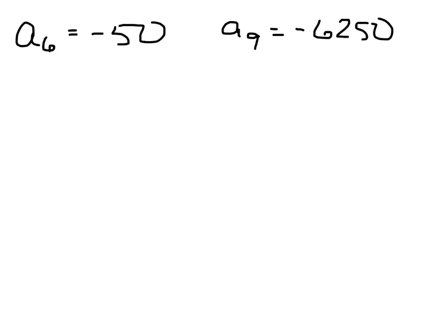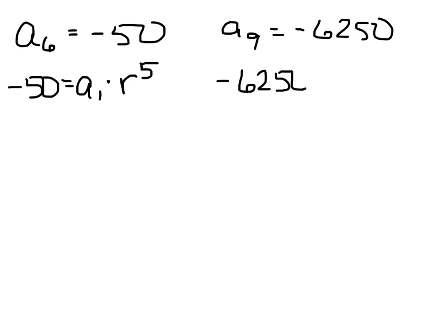So in order to do that, first of all, we got out negative 50. We don't know A1. We don't know the R. But we put 6 in to get that. What's 6 minus 1? 5. So 5 goes up there. I'm going to do the same thing for the other one. I got out negative 6,250. I still don't know A1, R. But I put 9 in to get that. What's 9 minus 1? 8.